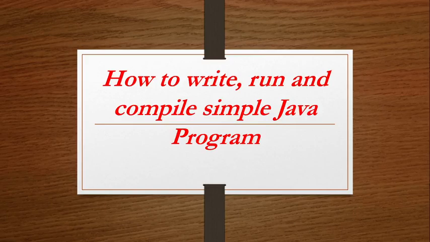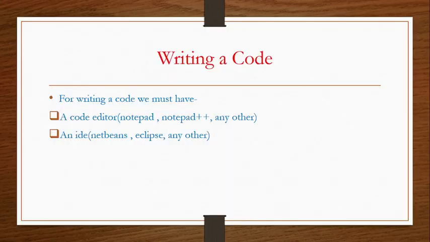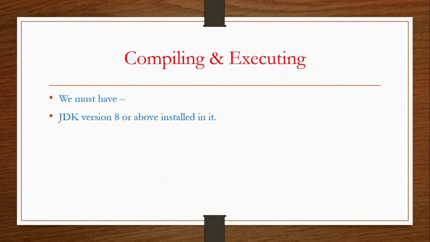In this tutorial, we are discussing how to write and compile a simple Java program. For writing code, we must have a code editor, such as Notepad, Notepad++, Visual Editor, or any other, or an IDE, such as NetBeans, Eclipse, or any other. For compiling and executing, we must have JDK version 8 or above installed. It is recommended to use the latest version of JDK for core Java programs. So let's start with Notepad++.